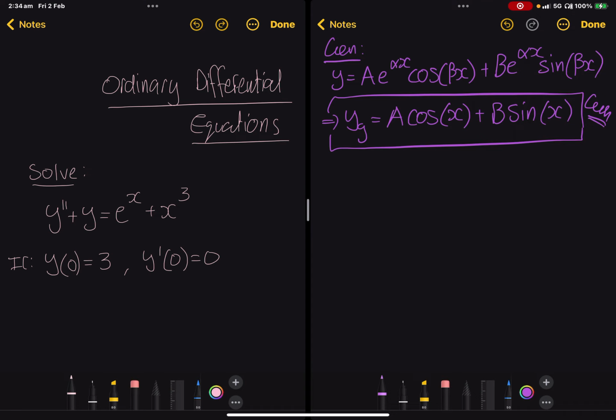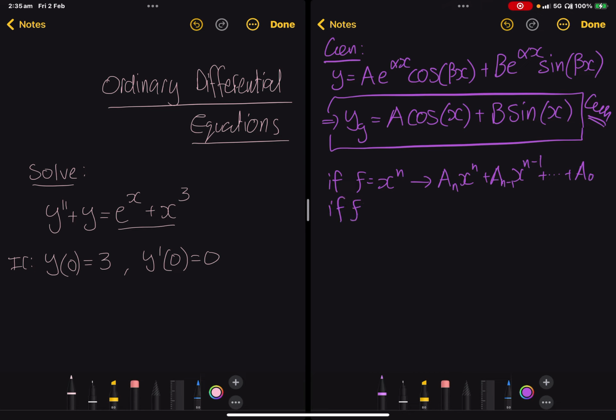We now need to find the particular solution and/or particular solutions. So we have two functions over here on this side. We have e to the x and x cubed. We have to guess in order to find particular solutions. If the function is equal to x to the n, then the logical guess is a_n x to the n plus a_(n-1) x to the n minus 1 all the way down to a naught.